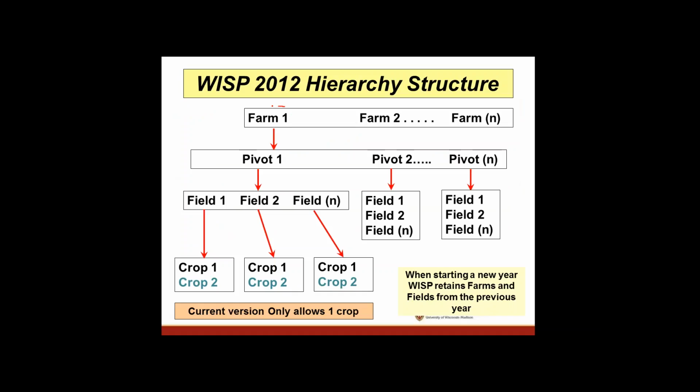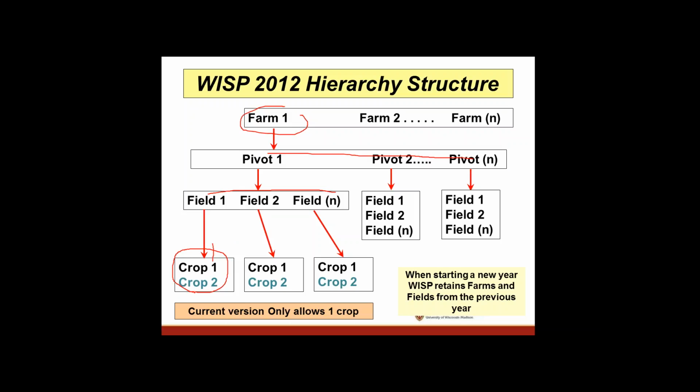So I've got a farm here. I can have multiple pivots under a farm. I can have multiple fields under a pivot, and I can have one crop per field. Now, eventually we will have a second crop in here for those who want a double crop, but you can only grow one crop at a time per field. That's the way it's set up.